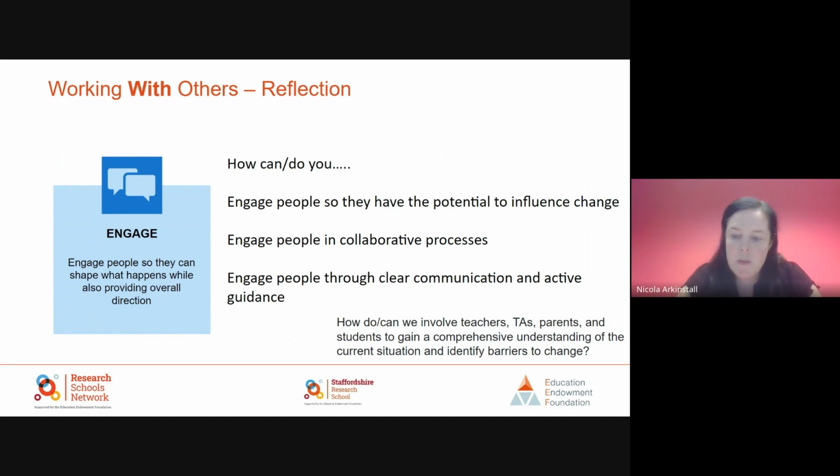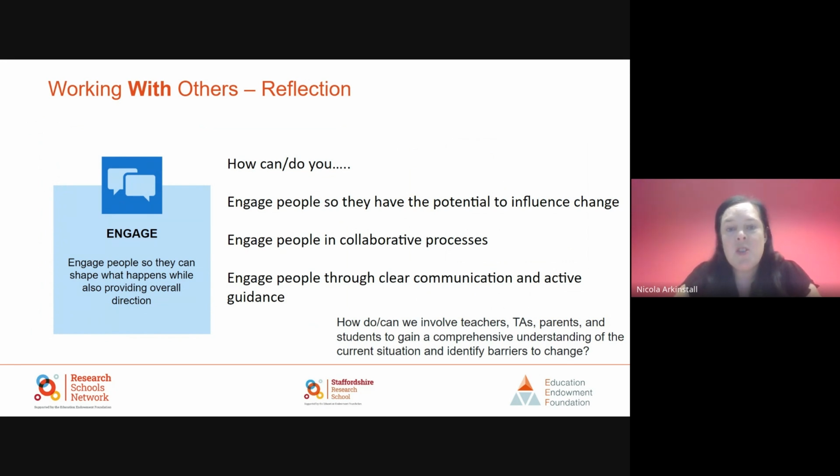And also this one here: how do you involve teachers, TAs, parents and students to gain that really comprehensive understanding of the current situation and also identify those barriers to change? So just for a minute, have a think about what you can do, or what you do, that can support that. And it's also thinking of doing it in a quality way rather than in a superficial way.